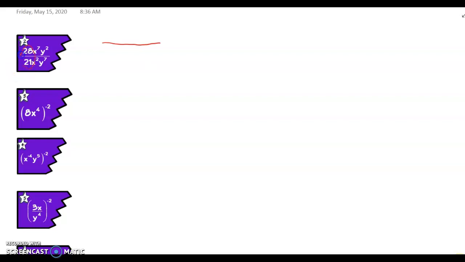The first thing you want to do is just worry about your factors, 28 and 21. If this was 4th grade and they said, simplify this fraction, just do it like that. They're both divisible by 7, so I'm going to divide 28 by 7 and 21 by 7. From there, I'm going to look at my x. I have x to the 7th over x squared. The rule is you subtract them. So 7 minus 2 is 5.